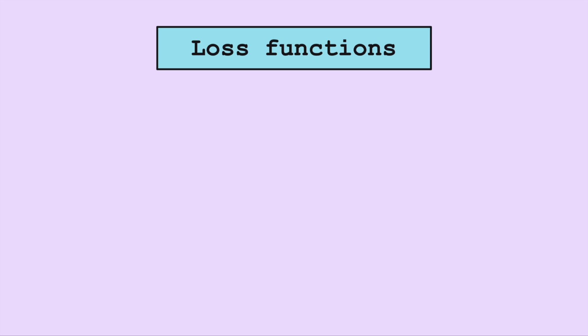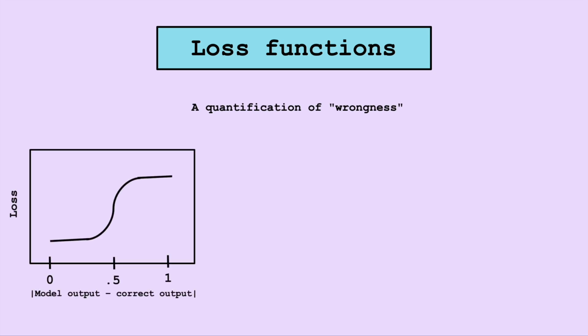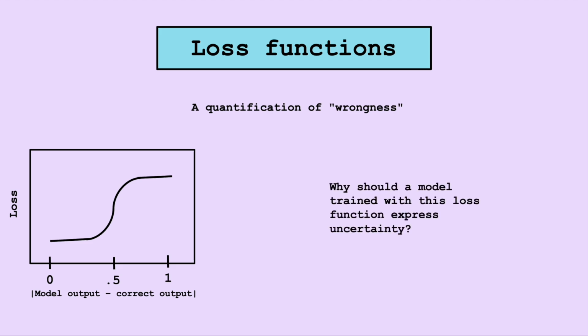This might lead to a loss function, or a way to quantify how wrong the model is so it can correct itself, that looks like this. As long as the model is right, we don't penalize it, but if it's wrong, we penalize it a lot. While there are many reasons that such a loss function might be bad, one major issue is that the model will not express any degree of uncertainty.